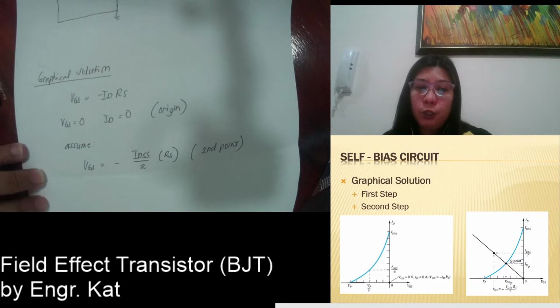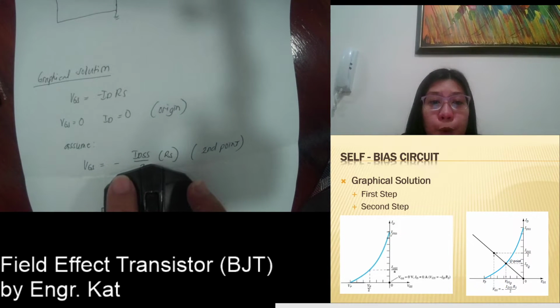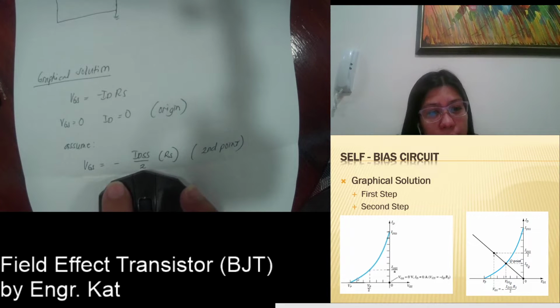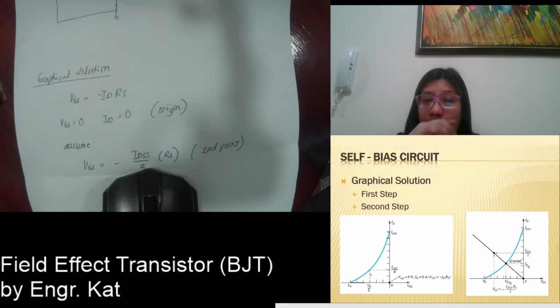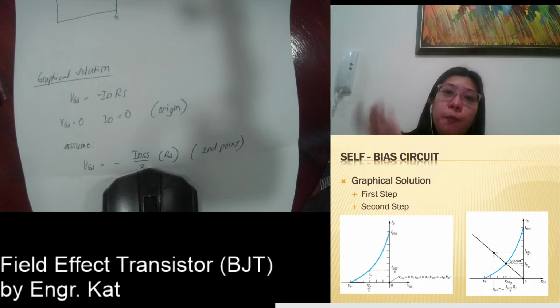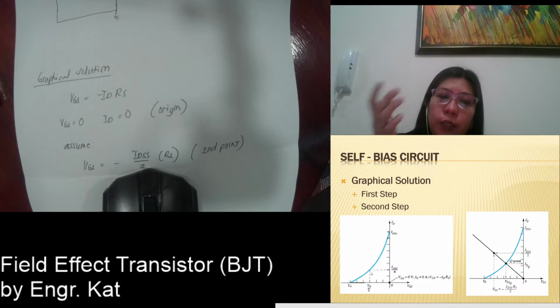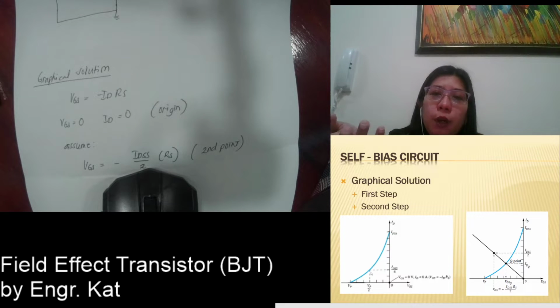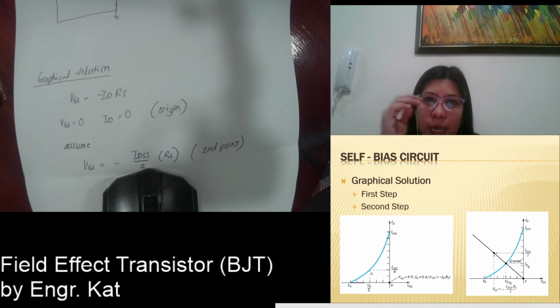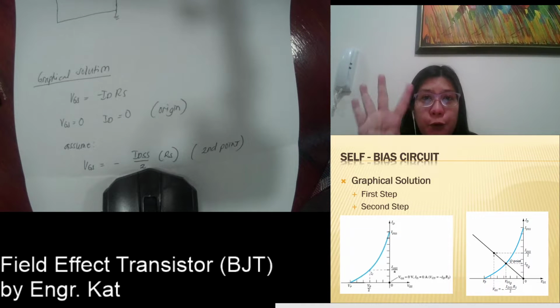again, you have your first point here, you have your second point here, and you have your third point here. If you still need another point, you can use the value which is VGS is equal to 0.3 of your pinch off voltage. That is equivalent to your IDSS divided by 2. Okay, for your fourth point.